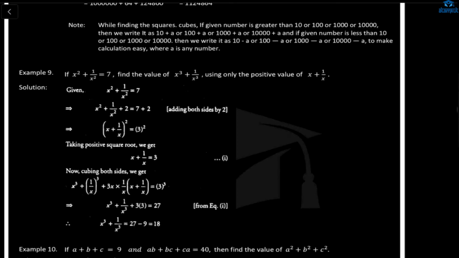So this can be written as (x plus 1 by x) whole square. And if this has become a whole square, here 7 plus 2 will be 9, and 9 can be written as 3 square. So you can cancel the square. So the value of x plus 1 by x is equal to 3.